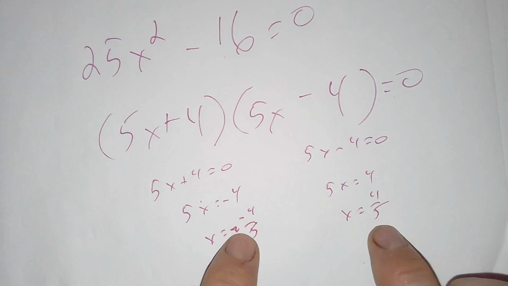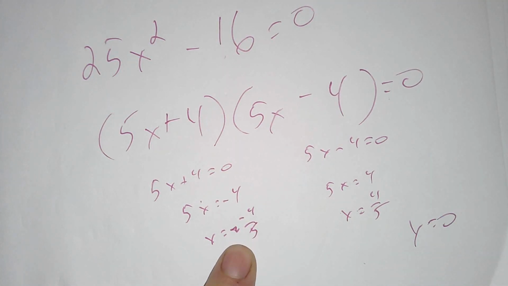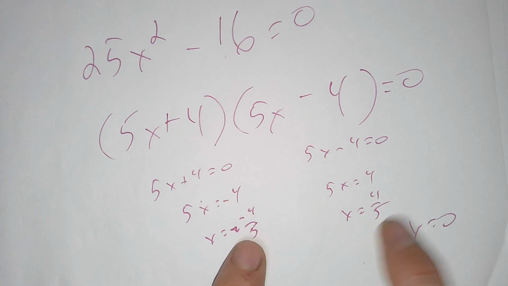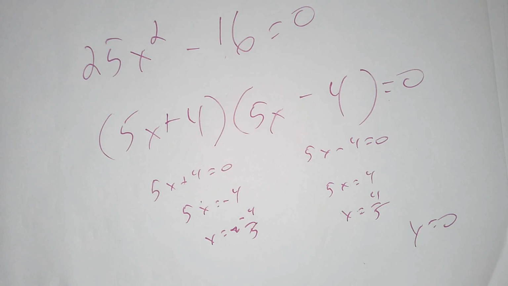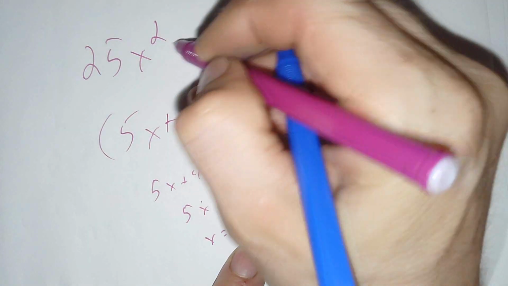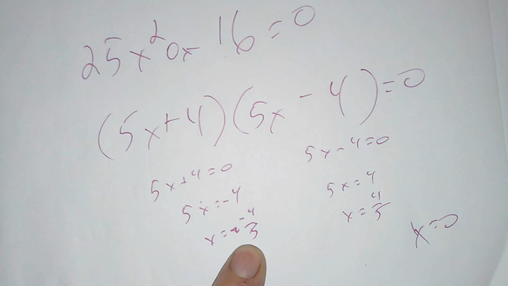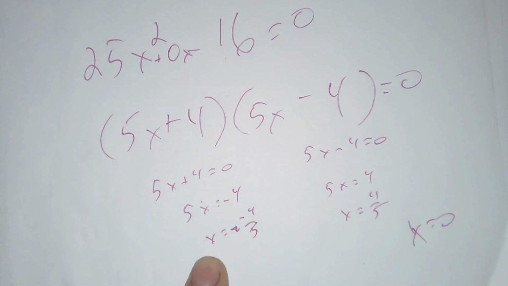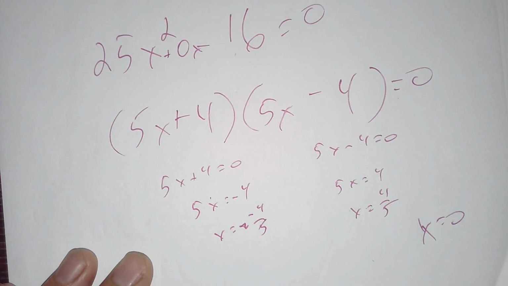The vertex of this is y equals 0, right? Because these are equidistant from the x value of the vertex, right? The x value of the vertex is 0, so x equals 0. So that's pretty cool, because it's plus 0x. Okay, so now that's one way to do it.